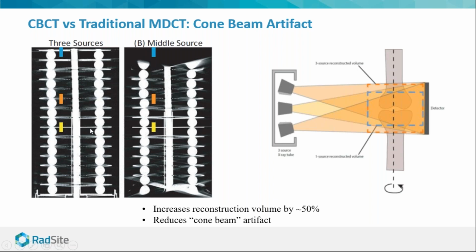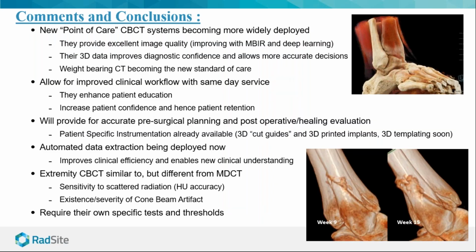The other advantage of having these multiple sources along the rotation axis is that it increases the valid reconstruction volume by roughly 50%. So this is an example of how complex the physics testing of these different systems can become, and in a way that's quite different than MDCT.